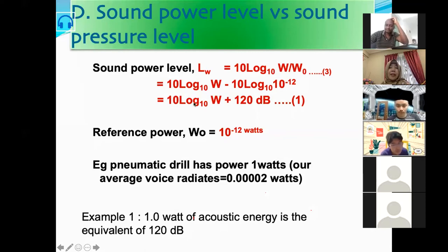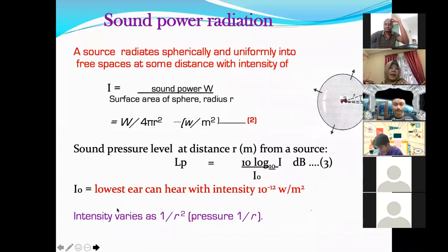Equation one is the way how we got LW if we have watt. For example, if the machine is 1.0 watt, by using equation one, you get 1 dB, something like that. So this is sound power radiation, as I mentioned just now.